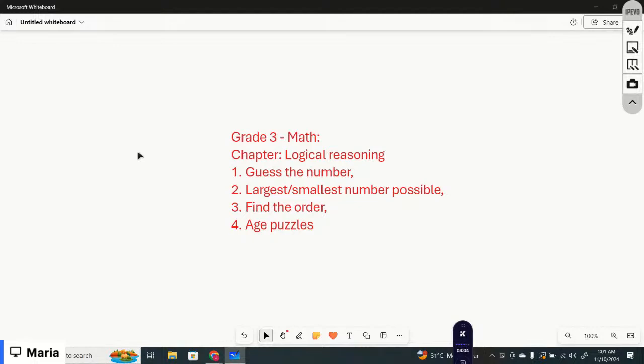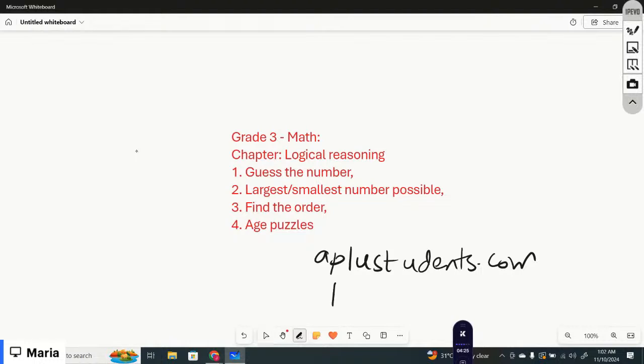We are here for grade 3 math. You can find all the lessons on aplusstudents.com. Log in with the email address as provided by the school. Then you have to select math from the subject tab, scroll down to grade 3 math, and click on it.